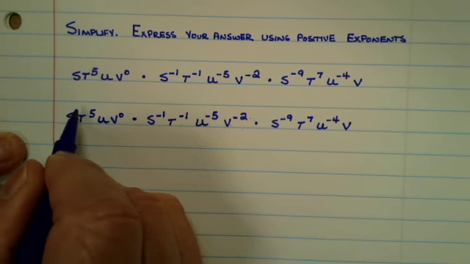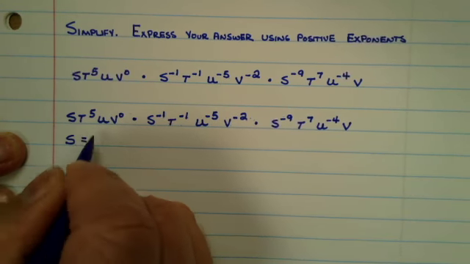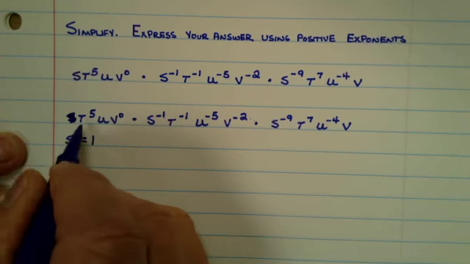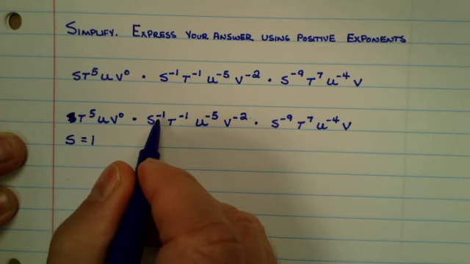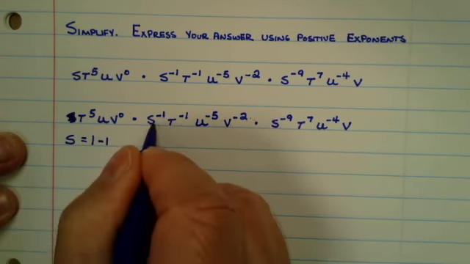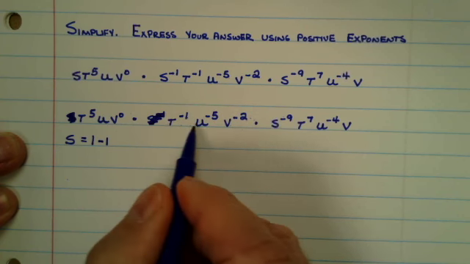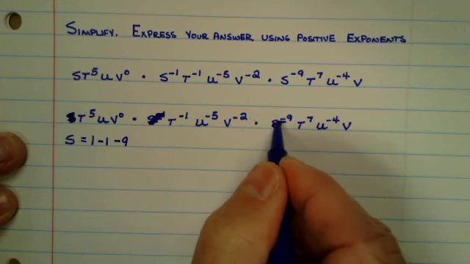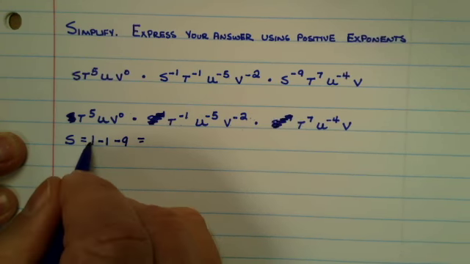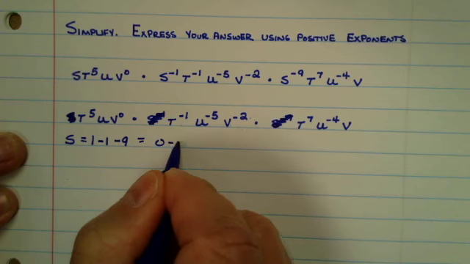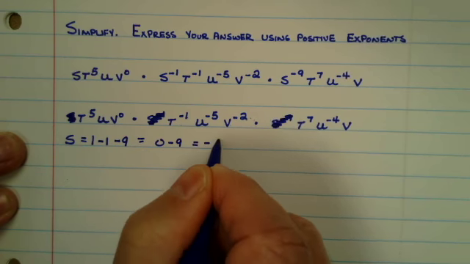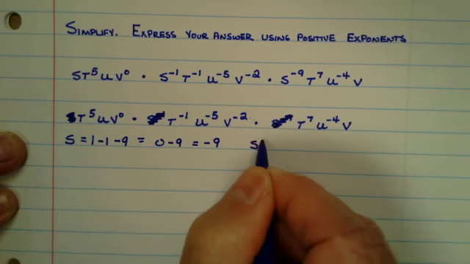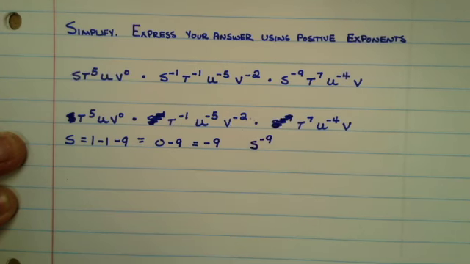Exponent on this s, since I can't see it, it's going to be 1. I'll mark through that s. Go to the next s, negative 1 on this one. The next s, a negative 9 on this one. 1 minus 1 is 0, and 0 minus 9 is negative 9. The s should have an exponent of negative 9.